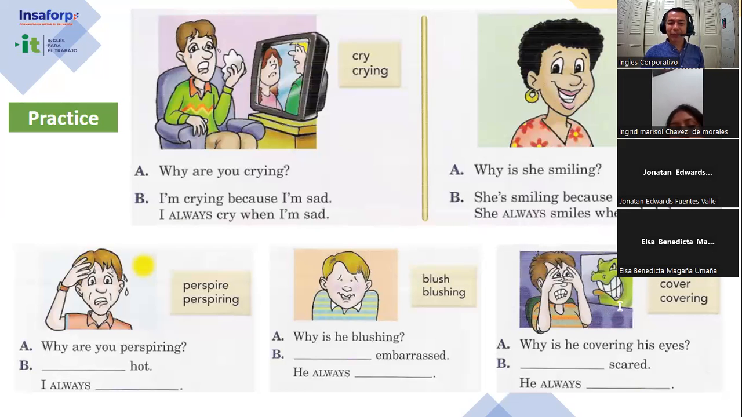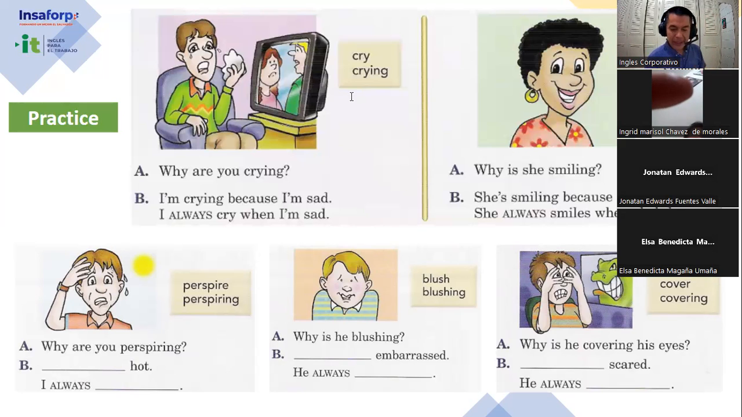Ok, now please repeat after me. Why is he covering his eyes? He is covering his eyes because he's scared. Repeat, please. He always covers his eyes when he's scared. Good. Any question? No questions? Okay. We're finished, right?